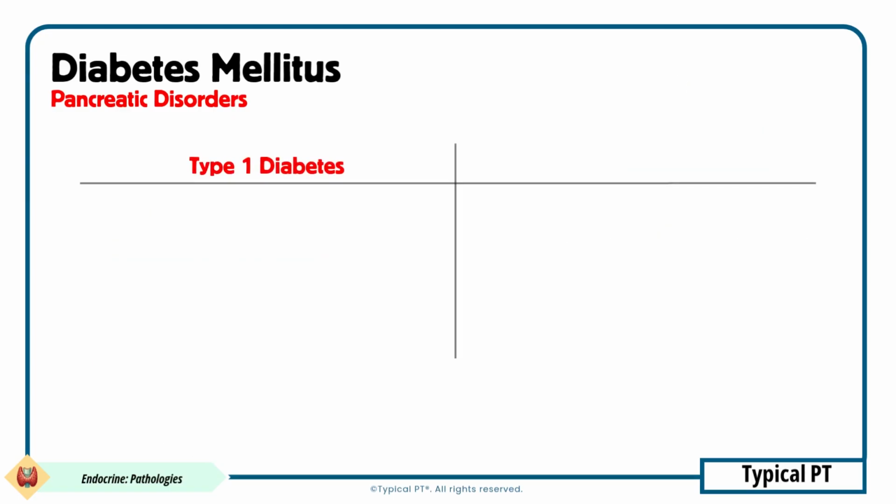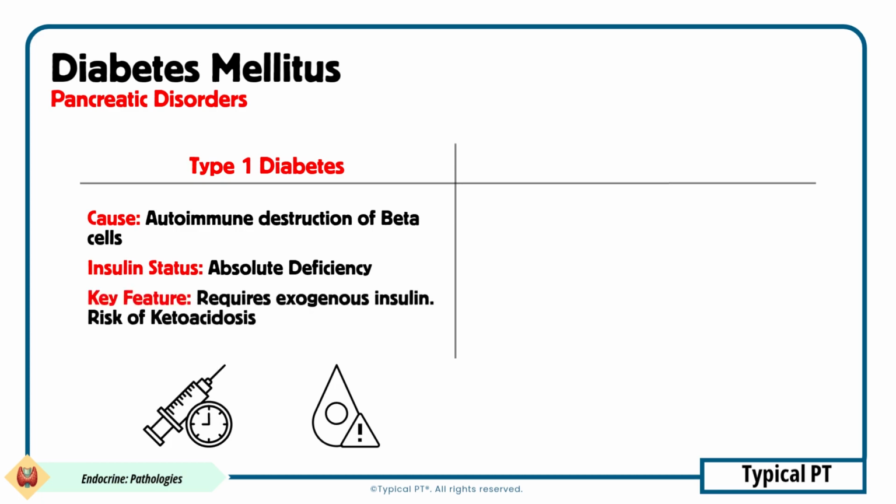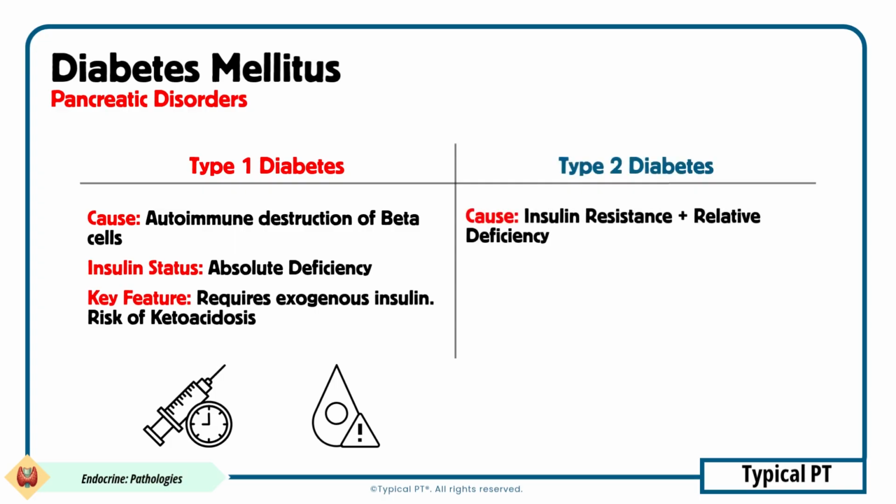In type 1 diabetes, beta cells are destroyed by an autoimmune process, resulting in little to no insulin production. These patients require insulin therapy and are at risk for diabetic ketoacidosis because fat is used for energy, leading to ketone production. Type 2 diabetes develops from insulin resistance with a gradual decline in insulin production.